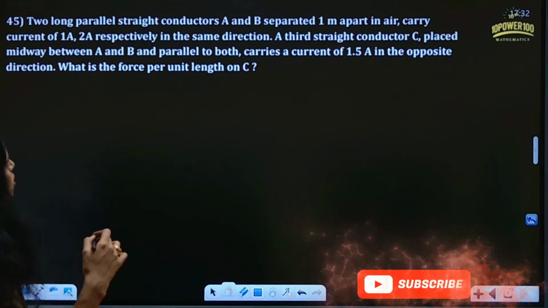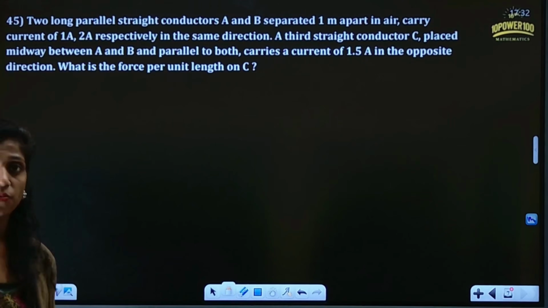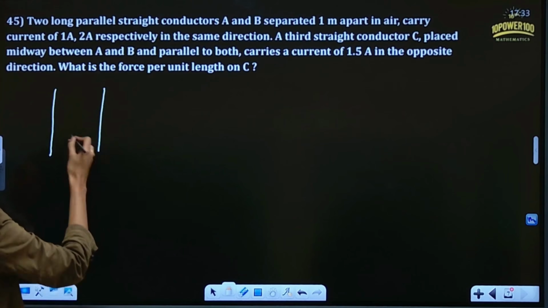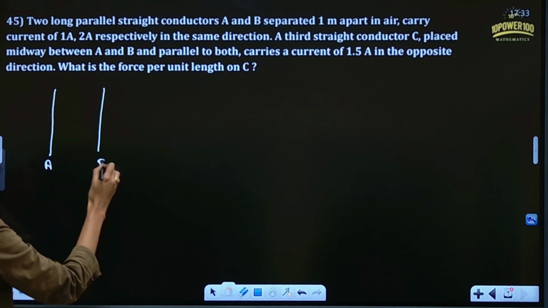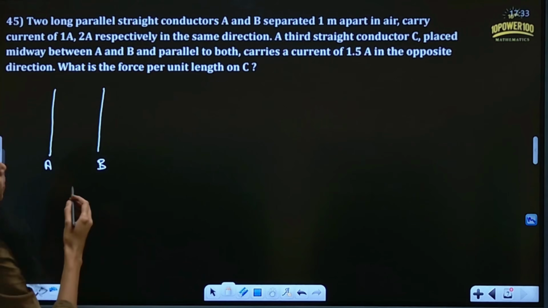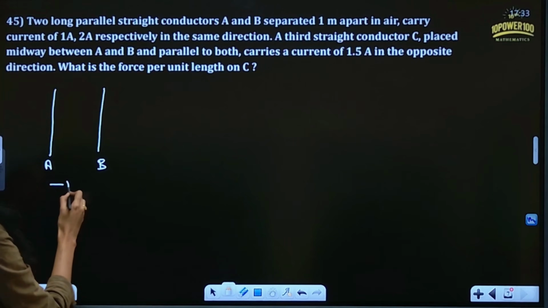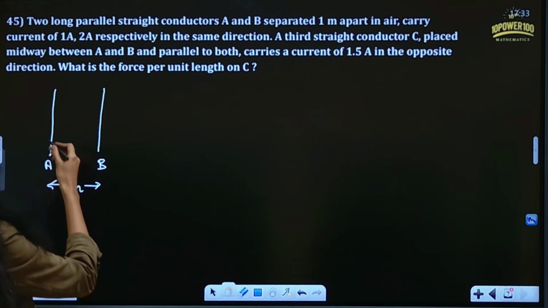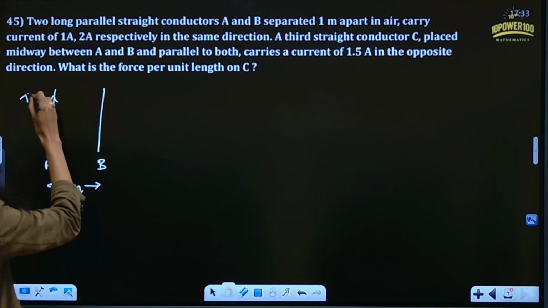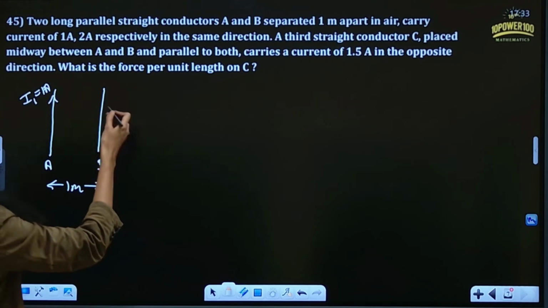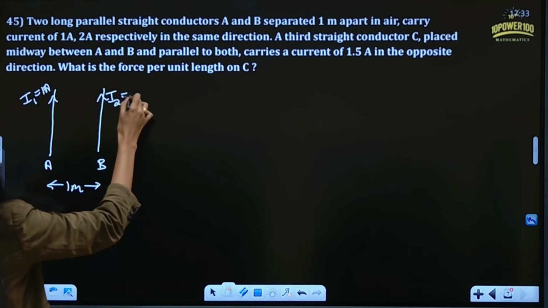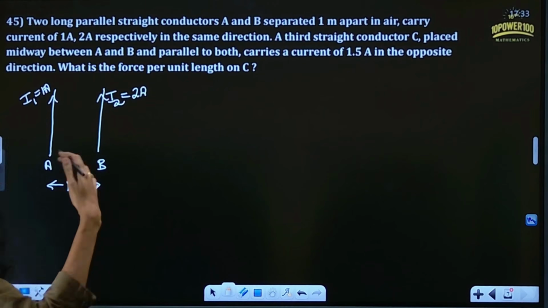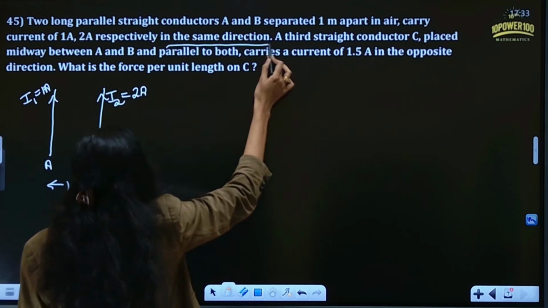So here we have two long parallel straight conductors. Again, this is one of the very simple questions. We are taking two conductors and we'll name them conductor A and conductor B, where the conductors are separated by 1 meter distance. So the distance between A and B is 1 meter. Now this conductor is carrying a current of 1 ampere, so let me label it I1 as 1 ampere, and the other conductor is carrying the current I2 as how much? 2 ampere. And they both are running in the same direction. You can observe that they are in the same direction.